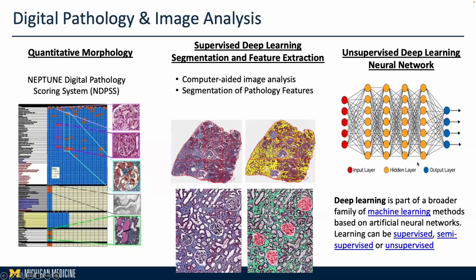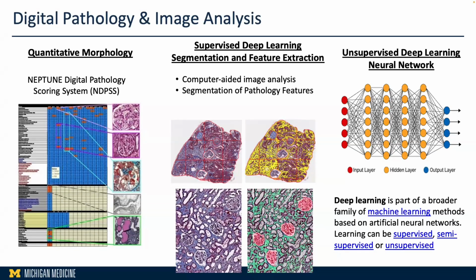And this is kind of the way I see things as far as the digital pathology and image analysis. There's the quantitative morphology that we've been using in Neptune and other cohorts for quite some time. This would be the digital pathology scoring system. This is a bunch of pathologists get together and really score the heck out of the features in the glomeruli, tubular interstitium, et cetera. It's labor intensive, not something you can clinically deploy, but you get a lot of data.